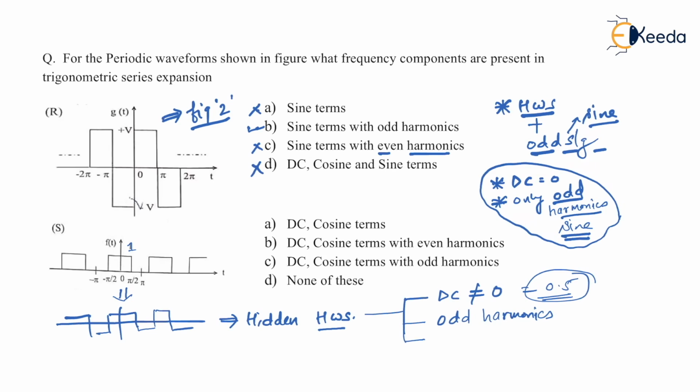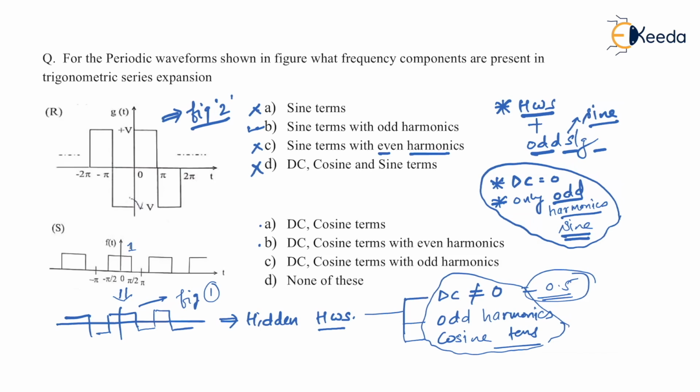Along with that, if you see carefully, this is nothing but your figure 1 now. And figure 1 was an even signal, and for an even signal only cosine terms are present. So cosine terms are present. Let us see which option covers maximum things here. Option A says DC along with cosine terms. We quite agree on this because the DC component is present as well as the cosine term.